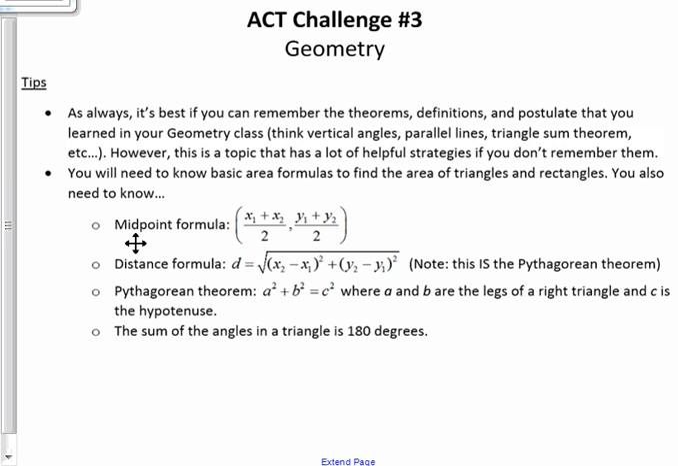The Pythagorean theorem, where you can find the side of a right triangle using a squared plus b squared equals c squared. C's got to be the hypotenuse. And I mentioned the triangle sum theorem earlier, so saying that the sum of the angles in a triangle is 180 degrees.